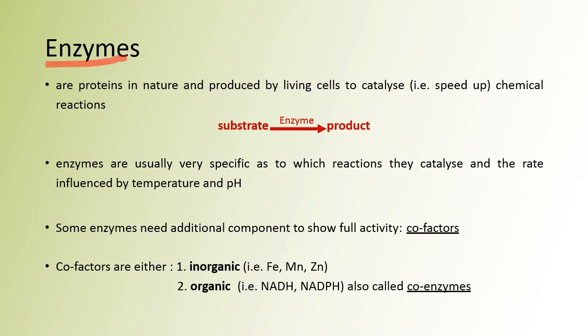Okay, enzymes. Enzymes are proteins in nature and produced by living cells to catalyze chemical reactions. Usually the enzyme will bind to the substrate to speed up the process to produce a product. Enzymes are usually very specific as to which reaction they are catalyzing, and the rate of the enzymes is also influenced by temperature and pH, and usually they are also very specific to a particular temperature and pH.